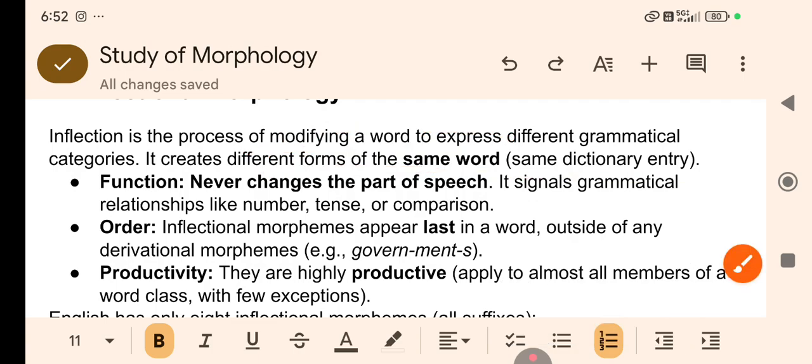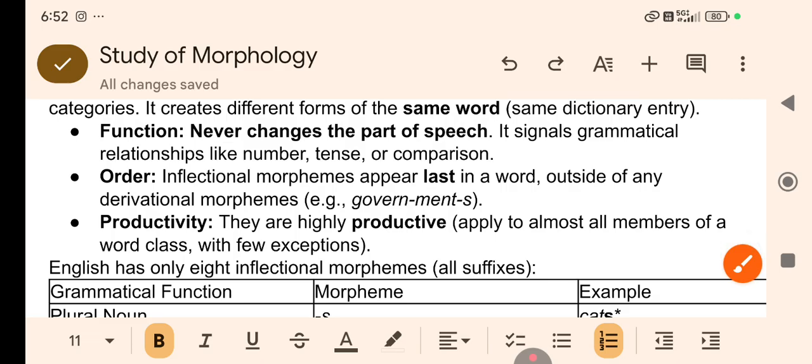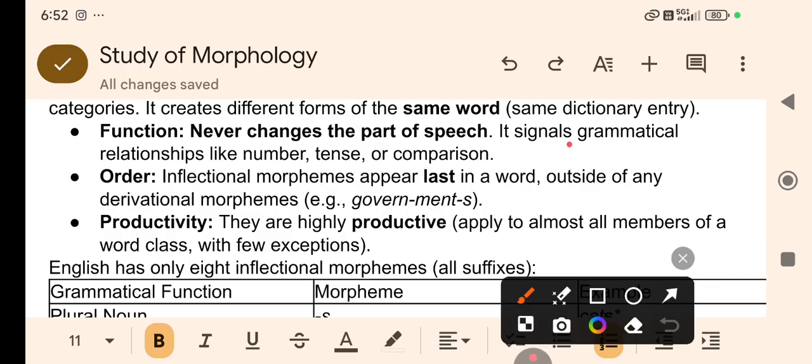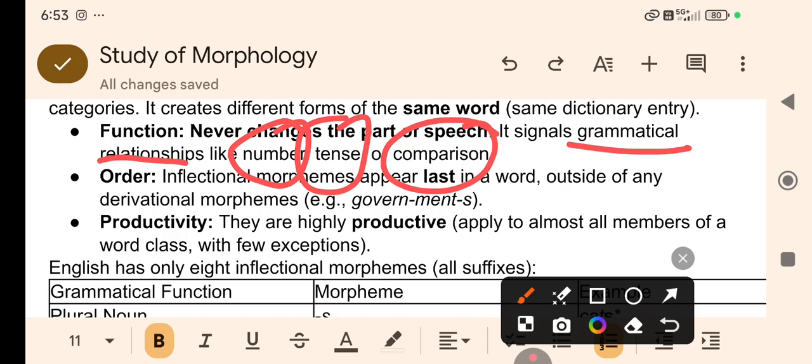For example, the function never changes the part of speech. It signals grammatical relationship like number, tense or comparison. So the grammatical relationship changes, but the grammatical category does not change. How? Number, singular, plural, tense, present, past, comparison, like tall, taller.